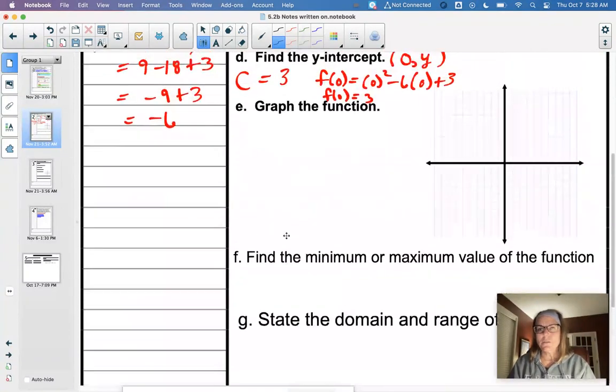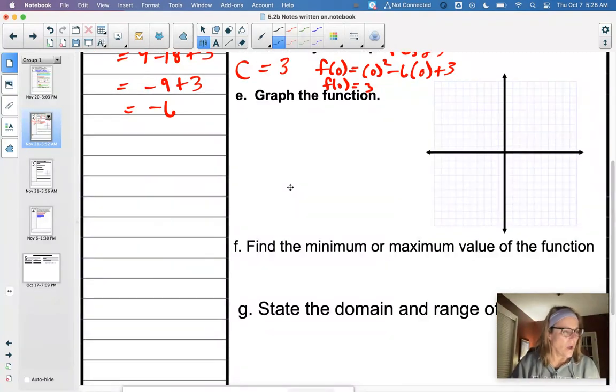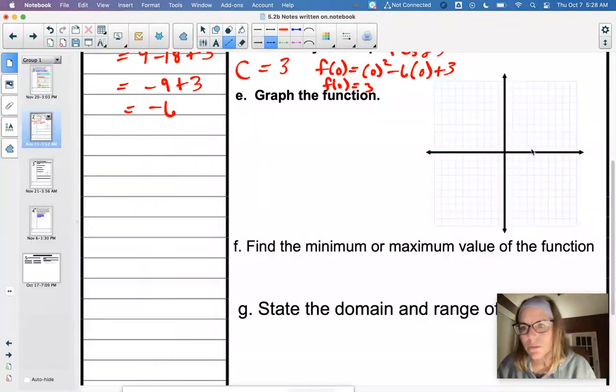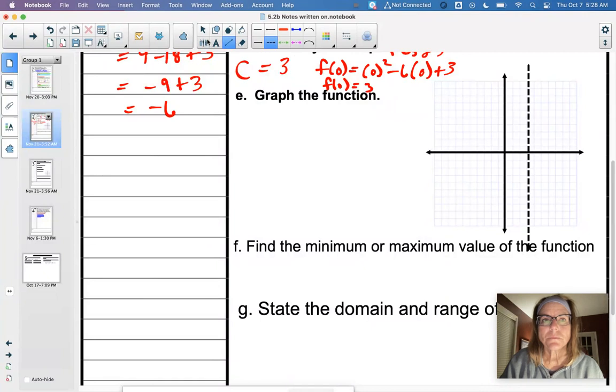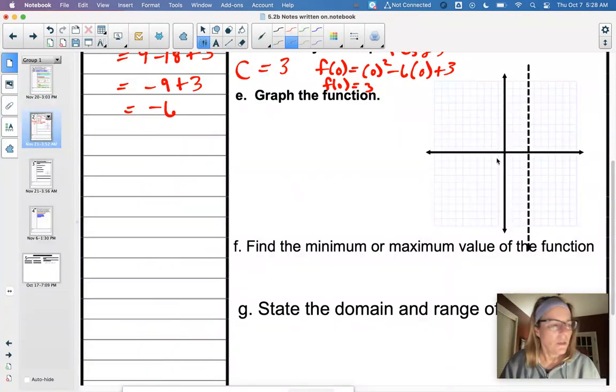Let's graph the function. Okay, so our axis of symmetry, let's see if I can do this. It's x equals 3. There. My vertex is 3, -6. 1, 2, 3, 4, 5, 6. Right there. Okay, so that's 3, -6. My y-intercept, we said, was 0, 3.